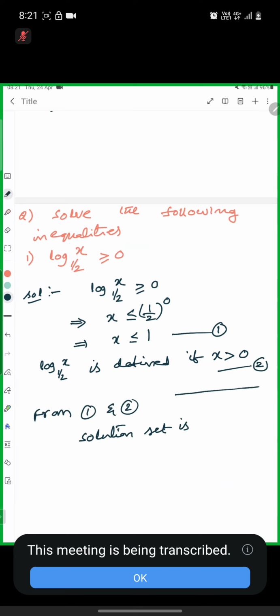See here, this is a real line. Here we have 0, here we have 1. This inequality says that all x values are less than 1, that is this range. This inequality says that all x values are greater than 0, that is this. So what is the common portion? This is the common portion: 0 to 1, with 1 closed and 0 open.